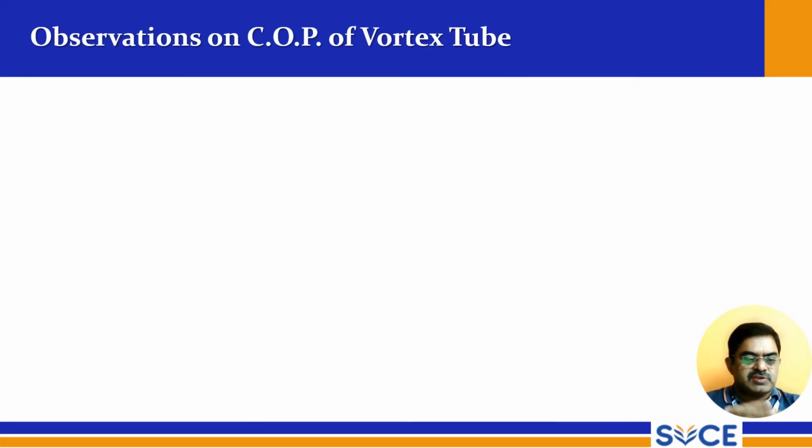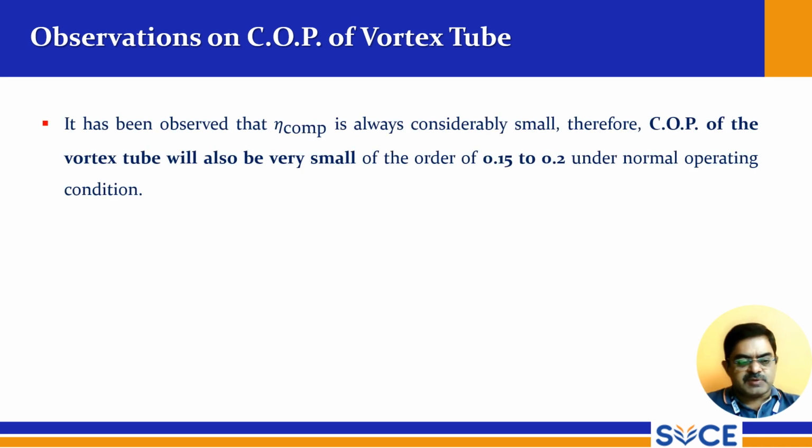Now, observations on COP of the vortex tube. It has been observed that the efficiency of compression is always considerably small. Therefore, the COP of the vortex tube will also be very small, of the order of 0.15 to 0.2 only. So COP is very small here, and this is another disadvantage. With this, we cannot employ it for industrial or domestic purposes. That's why it is not very popular under normal operating conditions.